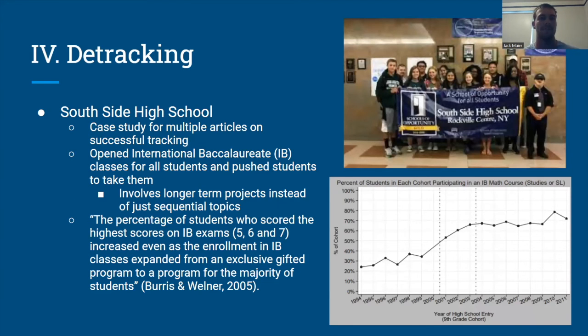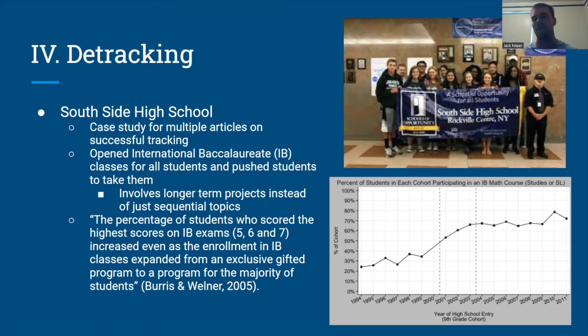Okay, the last thing I'm going to talk about is the Southside High School. This is often cited as a very effective example of detracking. What they did is they opened up the IB curriculum to all students who wanted. In this graph, you see the enrollment in those IB classes over the years. And then the teachers specifically pushed it on their students. So they really encourage students to go and take these harder classes.